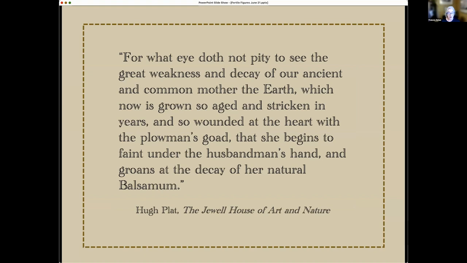For what eye doth not pity to see the great weakness and decay of our ancient and common mother, the earth, which now is grown so aged and stricken in years, and so wounded at the heart with the plowman's goad, that she begins to faint under the husbandman's hand and groans at the decay of her natural balsamum, that is her natural capacity for self-healing and rejuvenation.